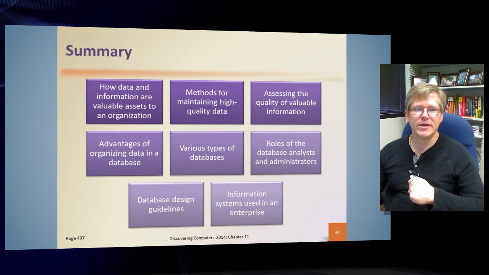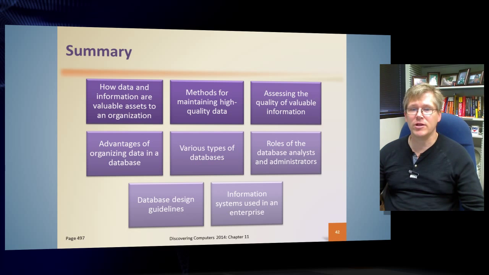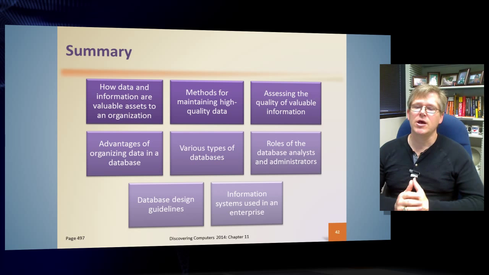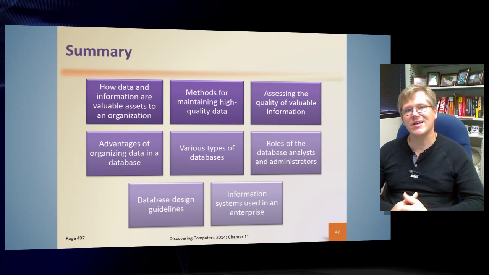So in this chapter, we talked about data and information and how they're valuable assets to an organization, how they help you make decisions. We talked about methods for maintaining high-quality data, validation, for example. We talked about assessing the quality of valuable information, so making sure that it's timely, for example. We talked about the advantages of organizing data in a database, and some of the different types of databases: relational databases, for example, and multidimensional databases. We talked about the roles of database analysts and database administrators, and their role in designing the database and maintaining that database on a day-to-day basis.